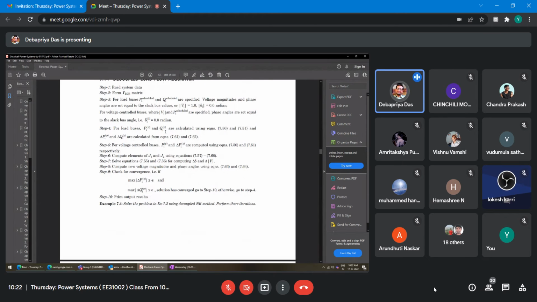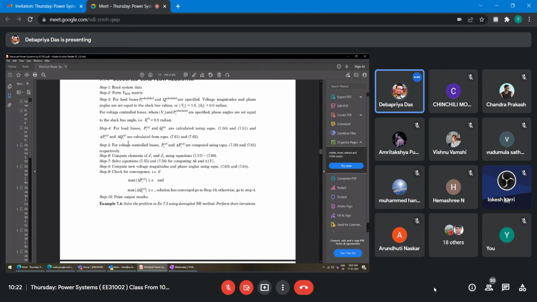And P_i, Q_i using equation 50 and 51 or 15 or 16, whatever it is, you have to compute. And delta P and delta Q from equation 61 and 62, you have to calculate, right? And if it is a voltage control bus, then P_i are computed using equation 50 and 61. So these are standard, and compute elements J1, J4, that also you have to compute.